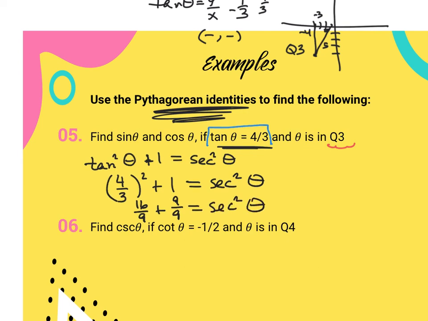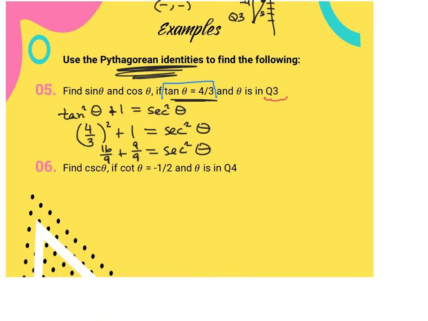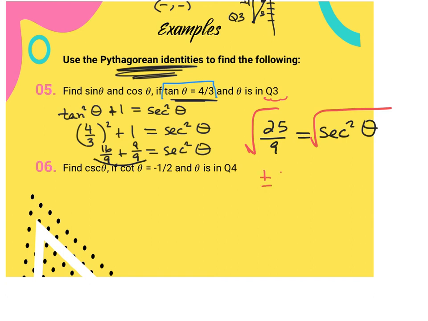I'm going to take my problem and move it over here to the side. I'm going to go ahead and combine these two fractions, and I get 25 over 9 equals secant squared theta. Now, notice both of my answers I'm looking for do not have squares in them. So in order to find sine and cosine, I need to square root this. And now this gives me plus and minus 25 over 9 equals secant of theta.